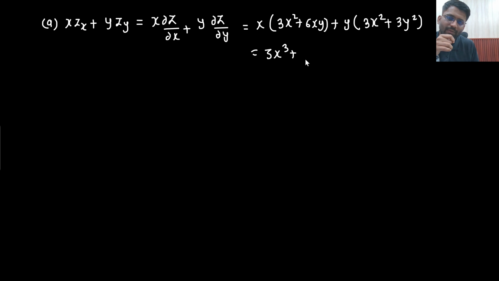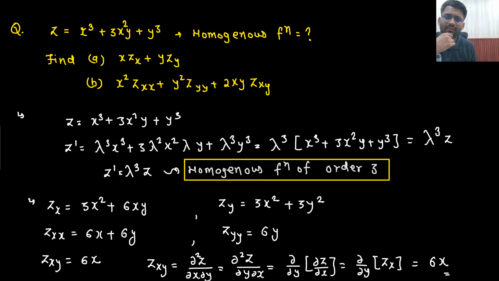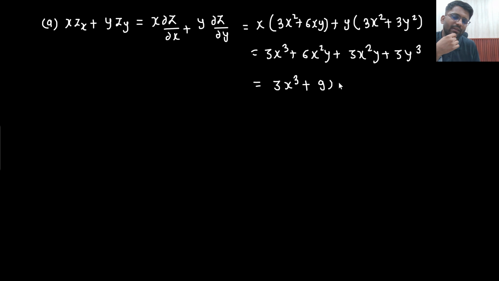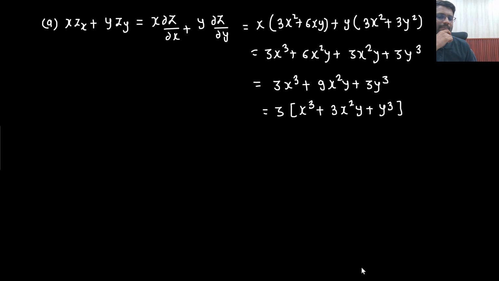So 3x cube plus 6x square y plus 3x square y plus 3y cube. Right? So what is the answer we are getting? 3x cube plus 9x square y plus 3y cube. Can I take 3 common? Yes, sir. What you are getting? 3 into x cube plus 3x square y plus y cube. This is the answer we are getting.